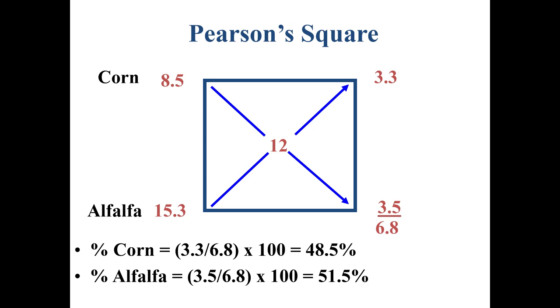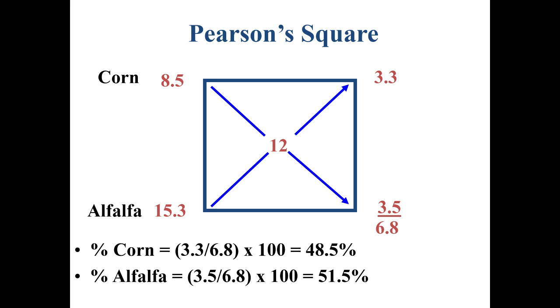Let's use the Pearson's square method to solve this problem. So let's make our square. We want a diet that contains 12% crude protein, which we put in the middle of our square. Then on the left side of the square, we put our ingredients and their crude protein contents: corn, which contains 8.5% crude protein, and alfalfa on the bottom left, which contains 15.3% crude protein.